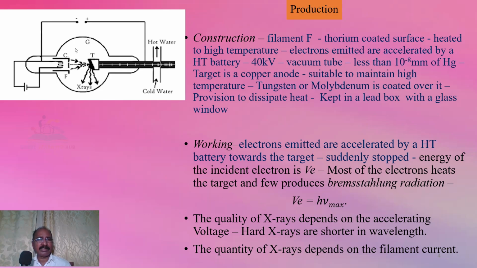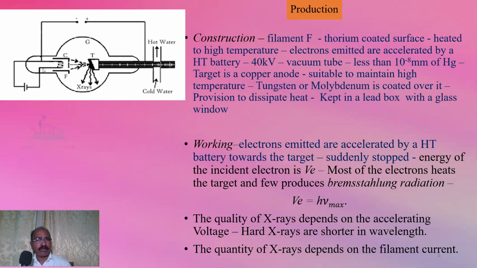The whole arrangement is kept inside a lead box with a glass window here. Through the glass window, the X-rays will come out. And this is the construction of the Coolidge tube used by Roentgen for the production of the X-rays. Now, how does it work?